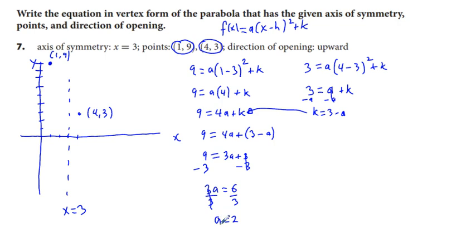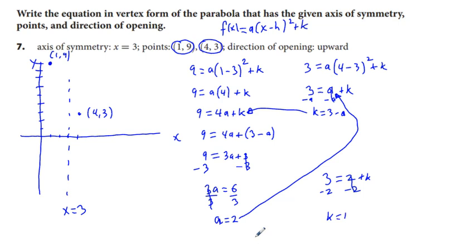So that's one of the things we need. Now, we can take this 2 for a, and just plug it in right here. So we can say 3 equals 2 plus k, and subtracting 2 from both sides, we get k is equal to 1.